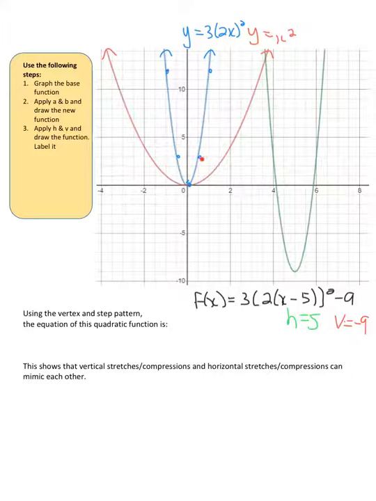Next, this point here at 1 half, 3, I'm going to go 5 to the right, 1, 2, 3, 4, 5, and then down 9.